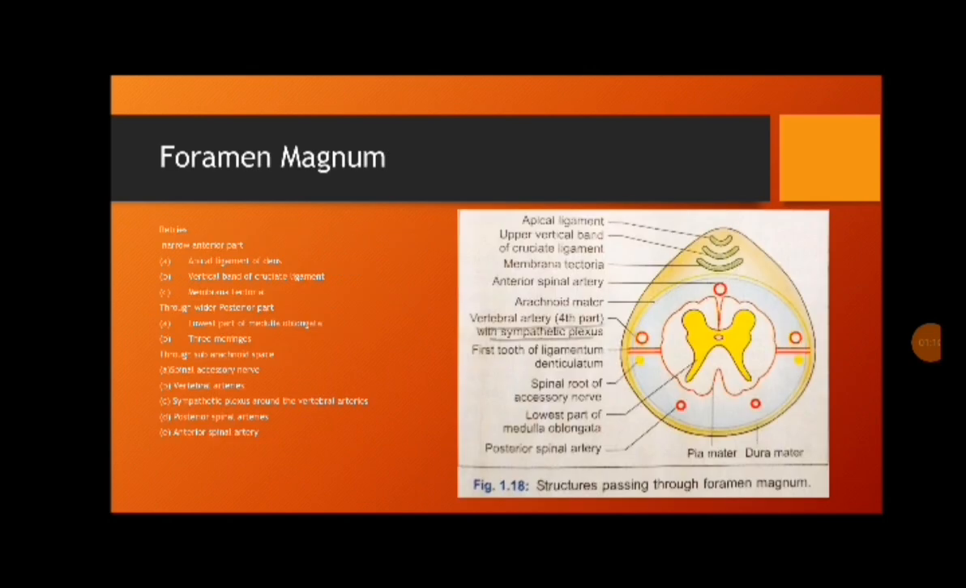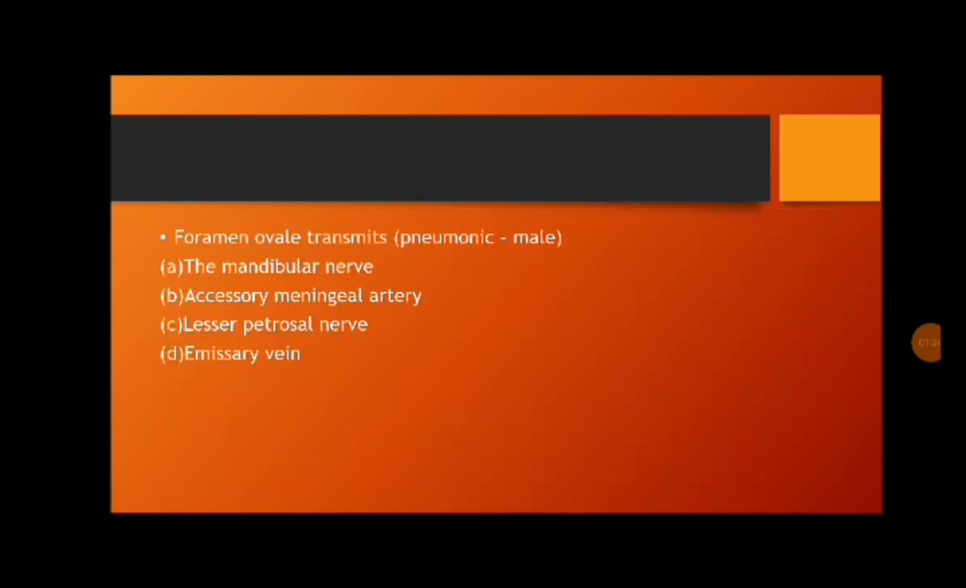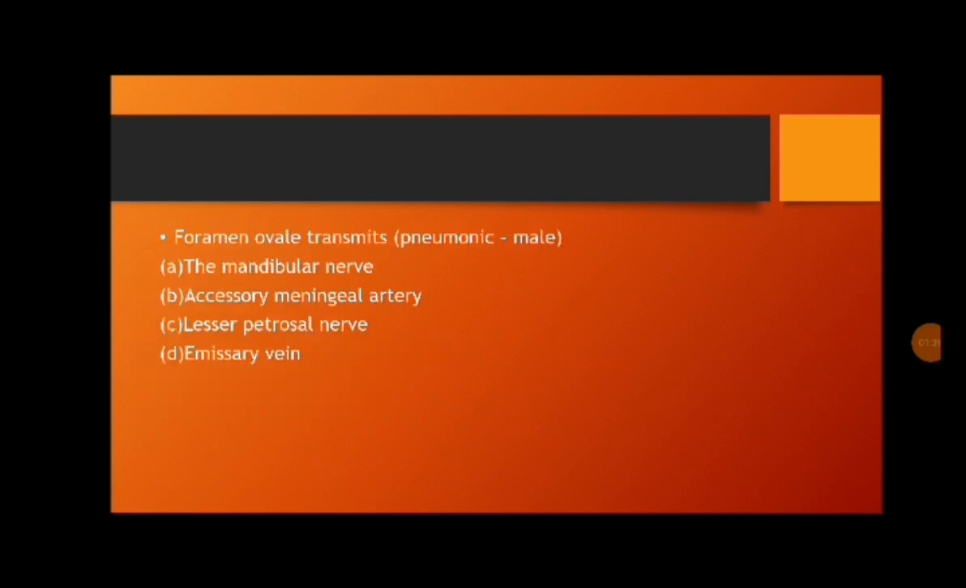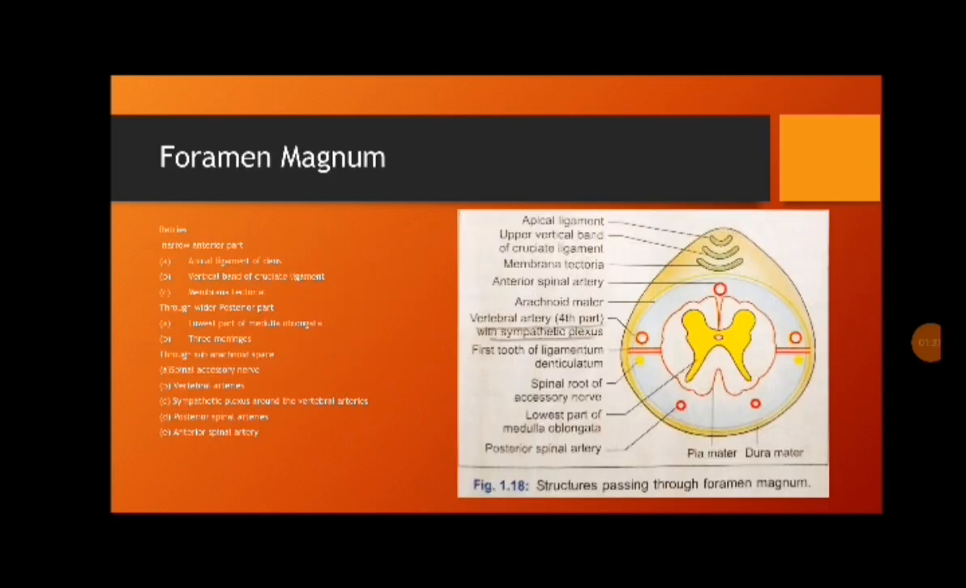And foramen magnum. So foramen magnum is an important question. It might be asked for 5 marks or 2 marks. Even the other questions are 2 markers. All these might be asked for 2 marks. So foramen magnum: through the narrow anterior part, it transmits the apical ligament of dens, vertical band of cruciate ligament, membrana tectoria. Through the wider posterior part, it transmits the lowest part of medulla oblongata, 3 meninges.